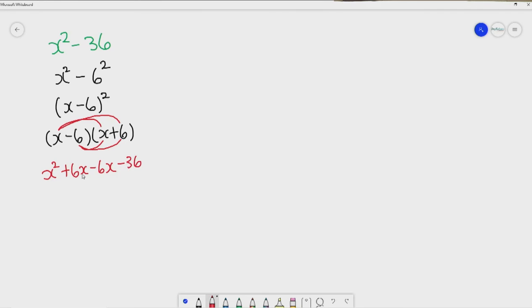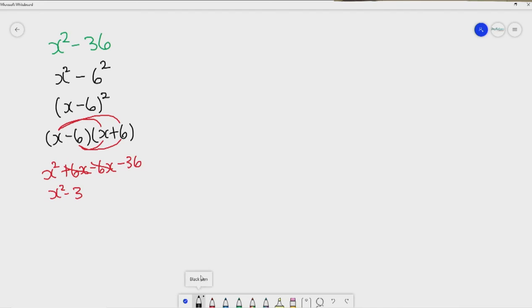Now we have a positive 6x and a negative 6x. These two can be cancelled out, so we're left with x squared minus 36. So this is just to show you that whenever we expand, we should get back what we started with. If when you expand you realize that you didn't get what we started with, then you probably made a mistake somewhere and you should recheck it.